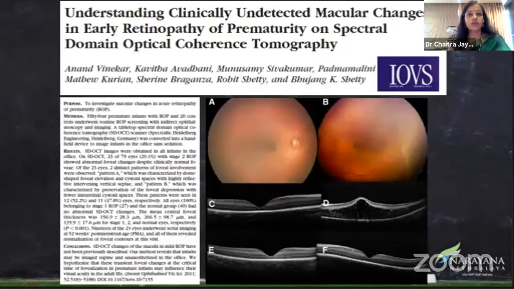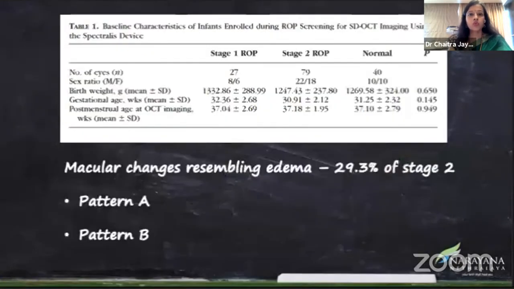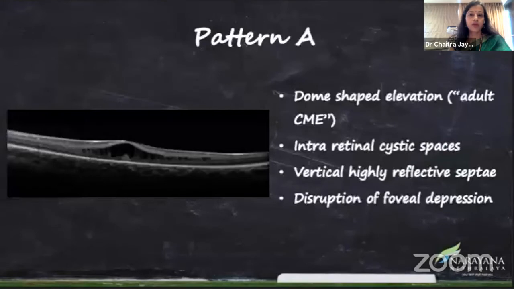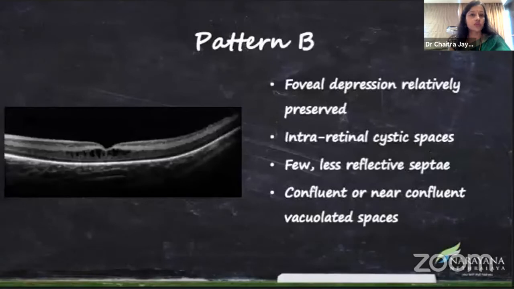So this is another paper where we looked at macular changes in early ROP on ST-OCT. It showed that 29% of babies with spontaneously regressed ROP have some amount of foveal edema. So we categorized these macular changes that resembled edema into pattern A and B. This is pattern A, where you see a dome-shaped elevation similar to an adult CME, intraretinal cystic spaces, vertically high reflective septae, and disruption of the foveal center. Then you also see pattern B here, where again the foveal depression is relatively preserved, but you see intraretinal cystic spaces. You see fewer and less reflective septae and confluent or near-confluent vacuolated spaces.